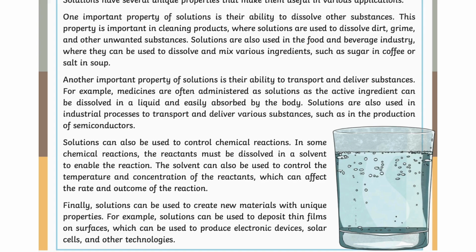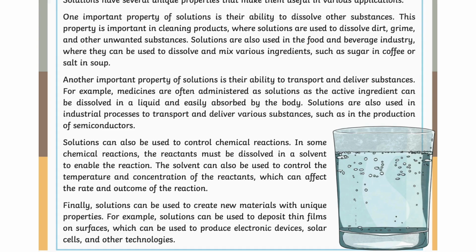One important property of solutions is their ability to dissolve other substances. This property is important in cleaning products, where solutions are used to dissolve dirt, grime, and other unwanted substances. Solutions are also used in the food and beverage industry, where they can be used to dissolve and mix various ingredients such as sugar in coffee or salt in soup.